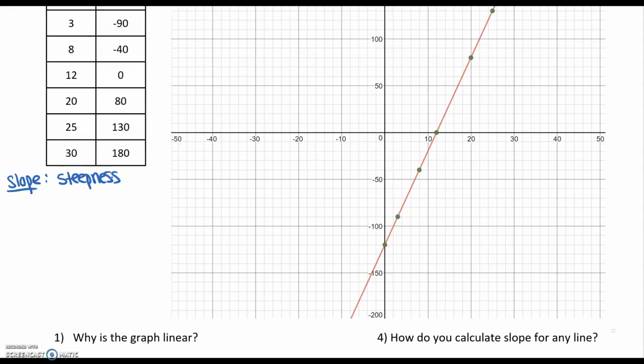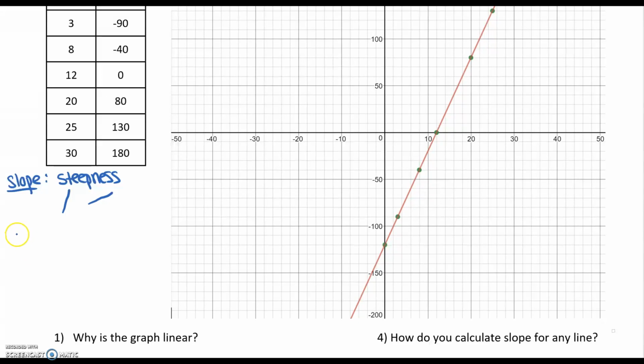Whenever I think of slope, I think of the slope of a mountain. You can have a really steep mountain. If you were skiing, you'd go really fast. You could have a not so steep mountain, you'd go a little bit slower. And that's what slope measures, is how steep is that incline? How steep is that line? So that's what slope is.